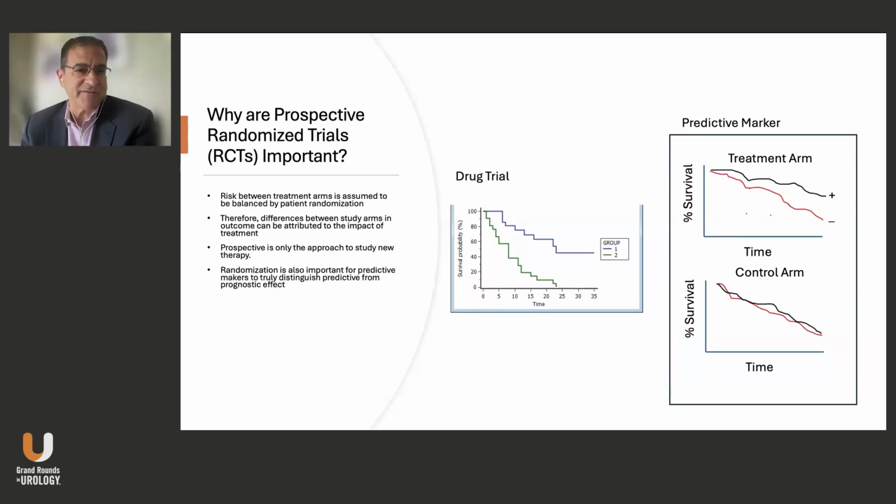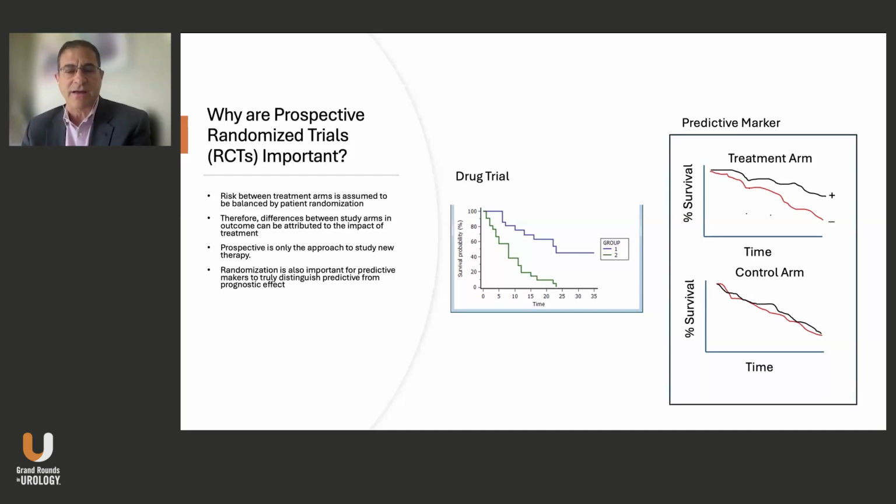And it has to be prospective because it's a new drug. I've shown a Kaplan-Meier here of a drug trial where we've randomized between 2 arms. The blue arm hopefully being the new drug, the green arm being the standard of care or some old drug. And any benefit there, as shown here, can clearly be attributed to the drug. So that's clearly important. I think it's also really important to use RCTs to make predictive claims.